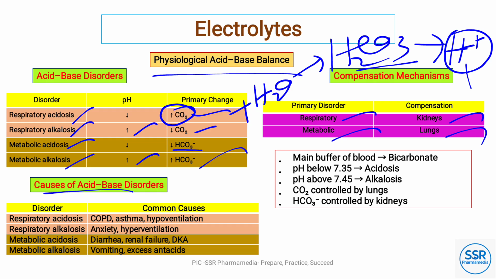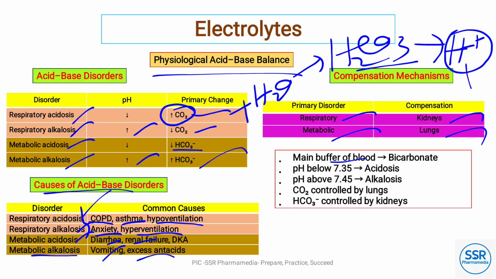Causes of acid-base disorders. Respiratory acidosis causes COPD, chronic obstructive pulmonary disease, asthma and hypoventilation. Respiratory alkalosis means anxiety and hyperventilation. Respiratory means it depends only upon the lungs. Metabolic means it involves the body fluids. Metabolic acidosis leads to diarrhea and renal failure, and metabolic alkalosis produces vomiting and excess antacids.